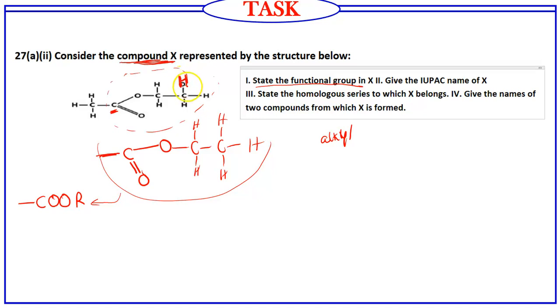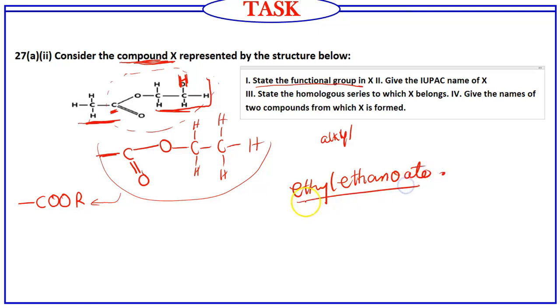Okay, so let's look at this. This is the alcohol part, has 2 carbon chain, so it is ethyl. Then this is the carboxylic acid part, has 2 carbon chain, so it is ethanoic. Ethan. Then the ester surname, ethanoate. Okay, I hope this is taken. All right.